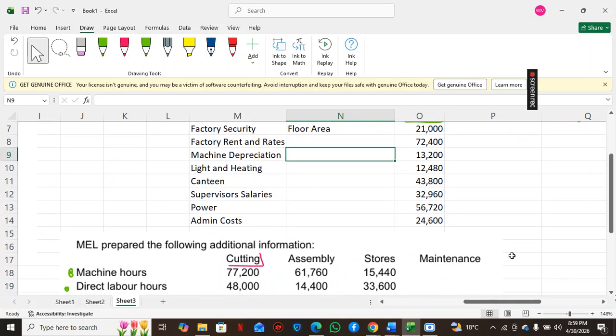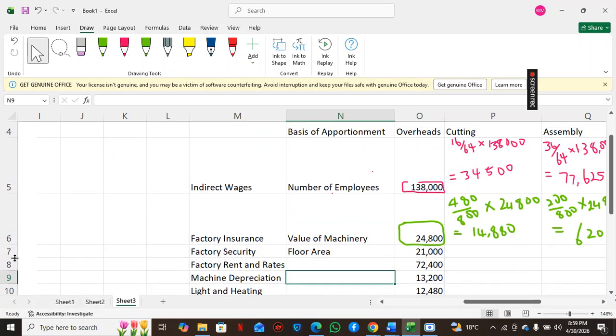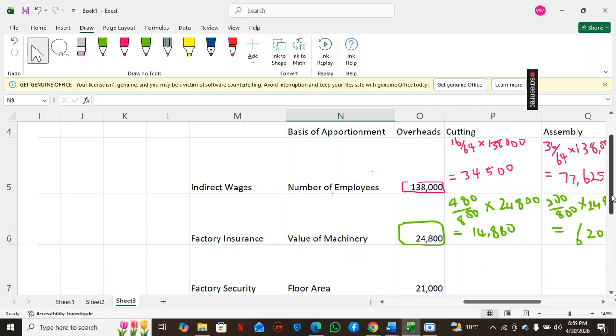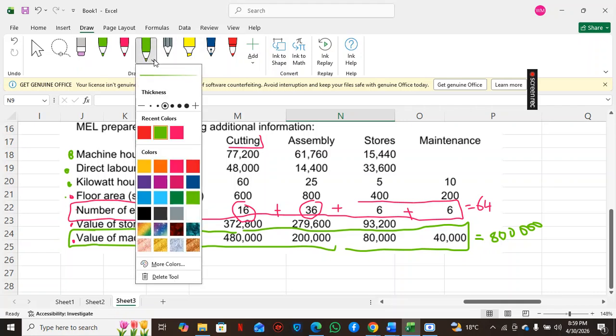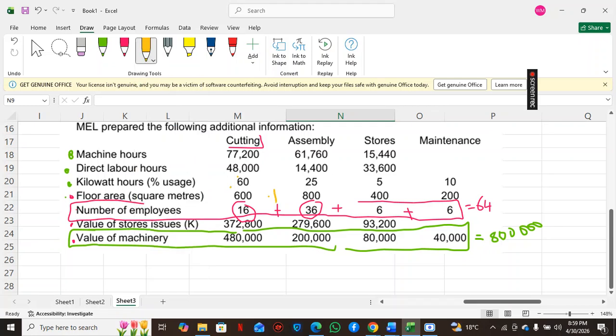So, floor area. We have to first get the total floor area. 600 plus 800 plus 400 plus 200. 2000. Yes, it's 2000 actually. It's correct.